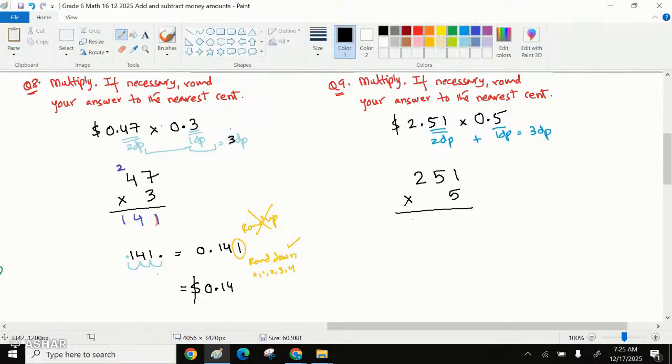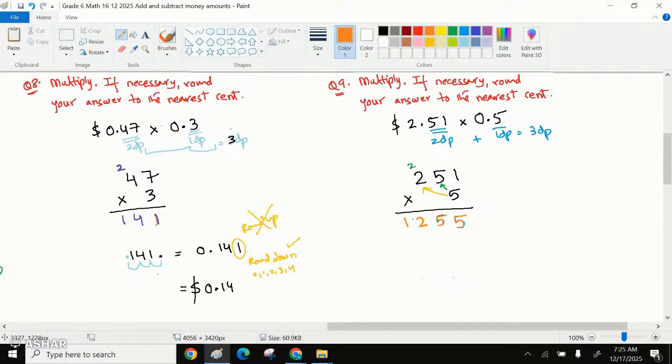So can we say 5 multiplied by 1 is 5. 5 multiplied by 5 is 25. Sorry, I'll erase this. I'll use a different color. 5 multiplied by 5 is 25. 5 stays down and 2 is carried. And then 5 multiplied by 2 is 10 plus 2 is 12. That means our answer comes out to be 1, 2, 5, 5.